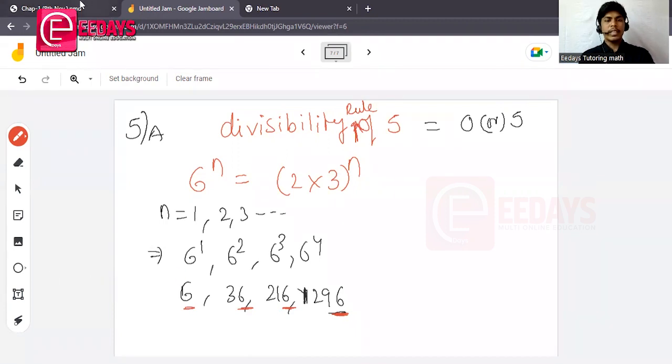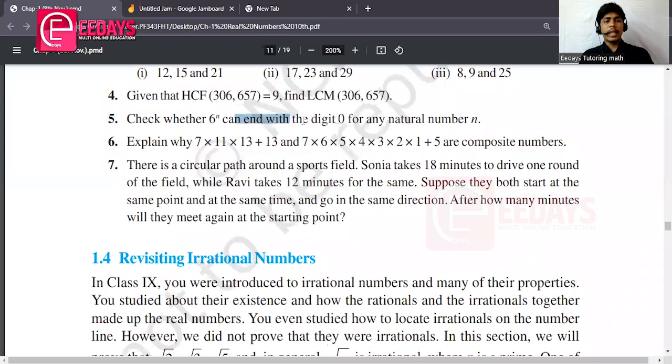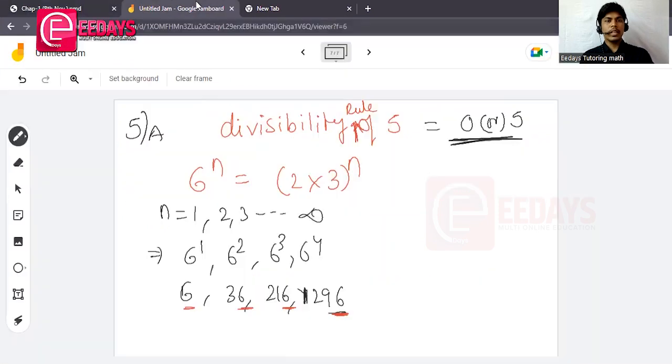So the ending digit is 6. That's why we can simply say that, by the divisibility rule of 0 and 5, it is ending with 6. We can confirm that if you take any natural number n equal to 1, 2, 3, and so on till infinity, the ending digit will be 6, but you couldn't get 0 or 5. Here they asked for the digit ending with 0, and that is not possible.